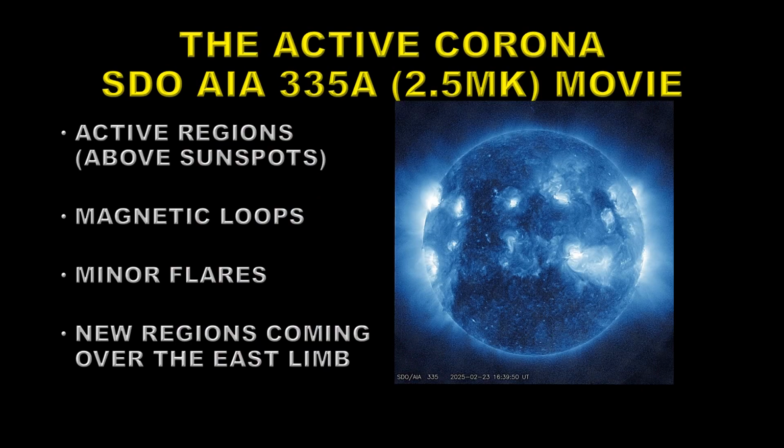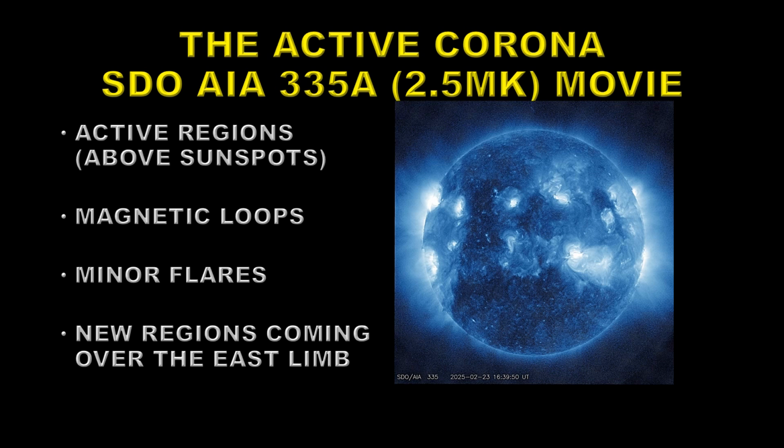Now we move higher into the atmosphere yet again and to higher temperatures. This is over 2.5 million degrees. These bright areas here are active regions. They are the coronal equivalent of sunspot regions. In fact, sunspots are under these regions. They are magnetic loops that are trapping hot plasma, and so they glow.